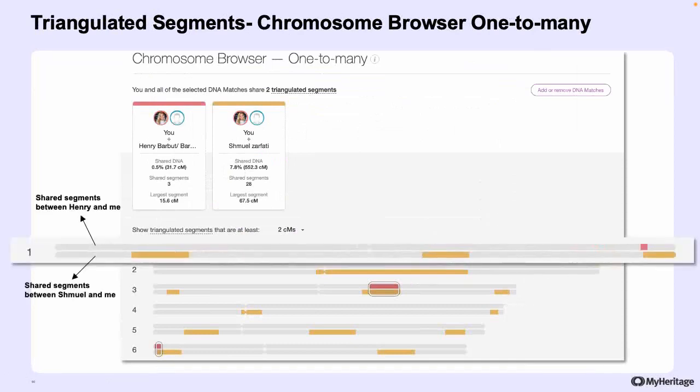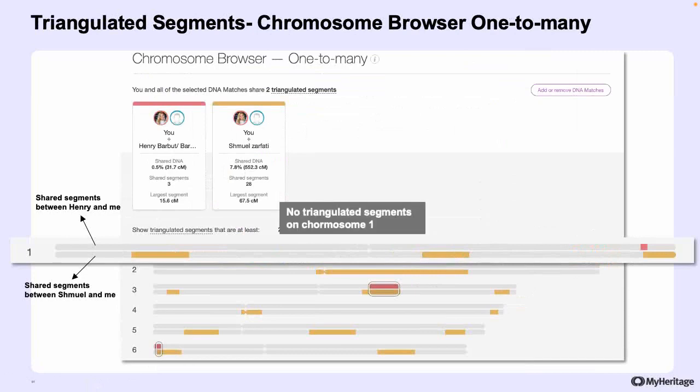So if we focus on chromosome 1, the first line represents the shared DNA of me and Henry, and the bottom line represents the shared DNA of me and Shmuel. And if it's gray, it means these are the locations of the chromosome we don't share. But if it's colored, it's the location of the chromosome we do share.